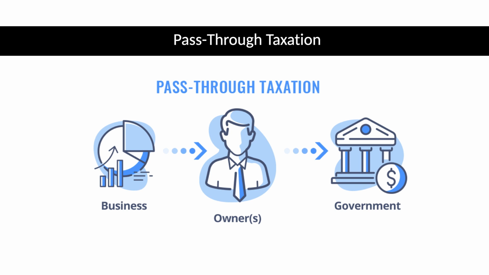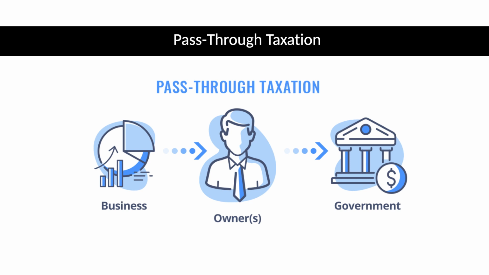I want to take a second to explain what exactly a business pass-through is. So a business pass-through is a type of tax status for certain business entities such as sole proprietorships, partnerships, LLCs, and S corporations. With a pass-through business, the profits and losses of the business pass through the owner's personal tax returns, and the business itself does not pay federal income taxes.